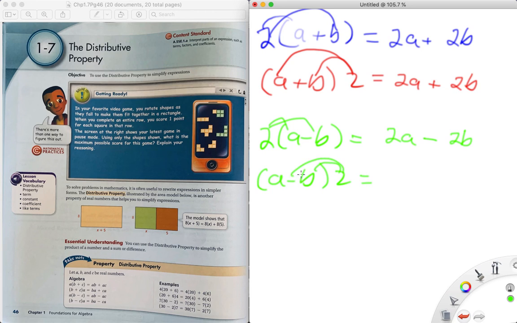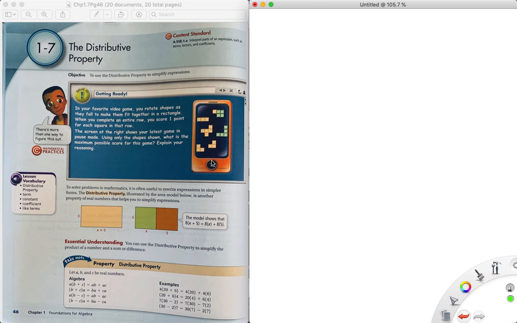2 times b is 2b, 2 times a is 2a, and again, since there's a minus sign in between, that minus sign carries over. So you're multiplying whatever's inside the parentheses by whatever's on the outside, and if there's a plus sign or a minus sign in between, those signs carry over. You can also do the distributive property in reverse.